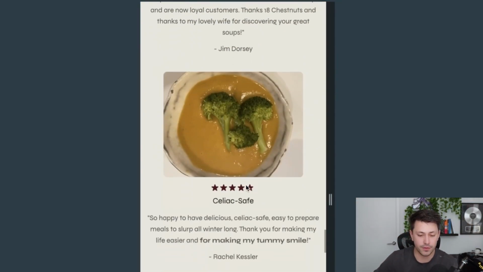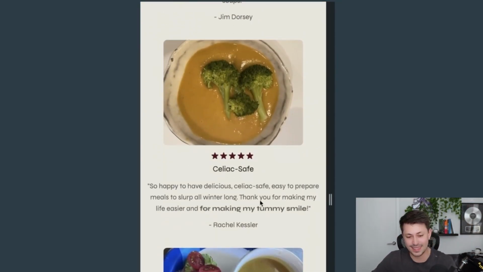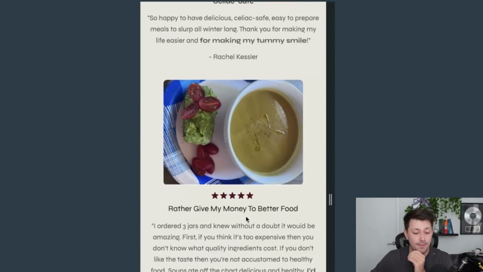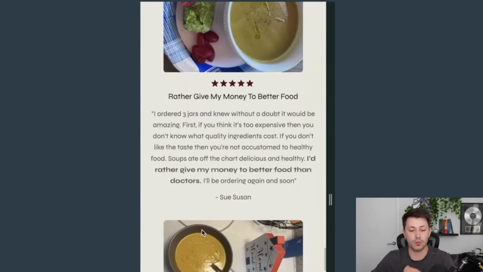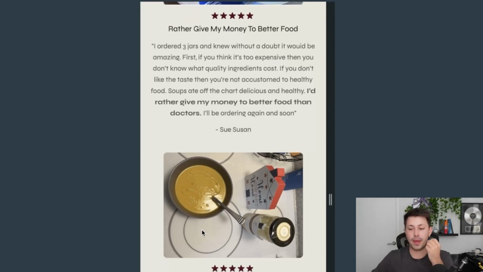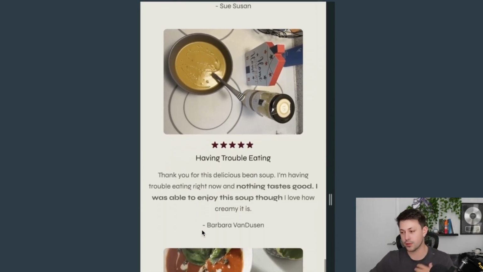And then the few other reviews I want to call out down here is somebody saying that it is celiac safe. Rather give my money to better food. This is incredible because this person is literally emphasizing the exact point that we had up top, where she says, I'd rather give my money to better food than doctors. I mean, that is so incredible when we're talking about, again, these people that are paying so much money to doctors and specialists, but they're not really helping, yet this simple soup is helping them get through their problems.